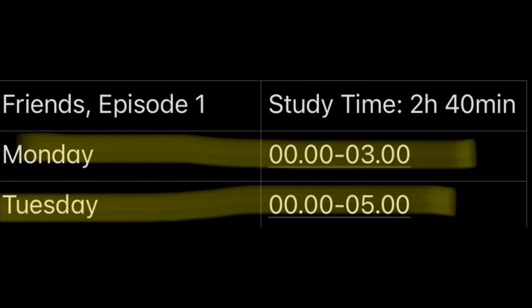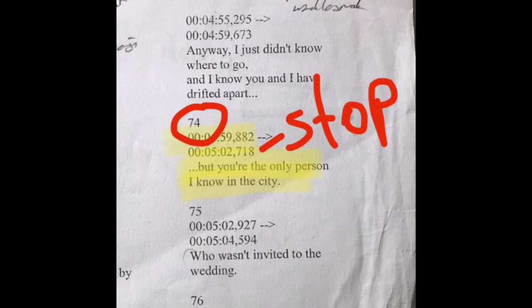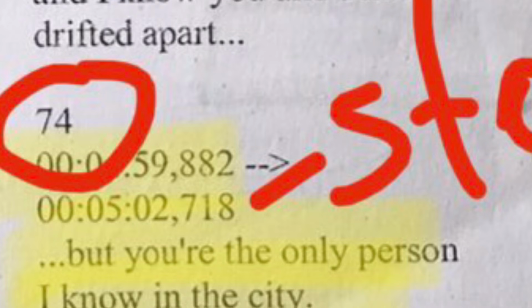The second day, tomorrow, the Tuesday, you will start from the minute 0 again. But this time you will stop at the minute 5. When you work on like the 5 minutes of the episode, you will see that there will be almost like 70 lines. On the second day, you will have to repeat 70 lines, okay?